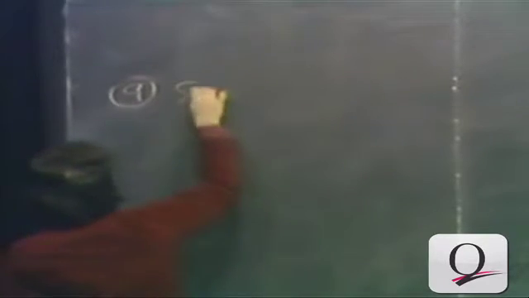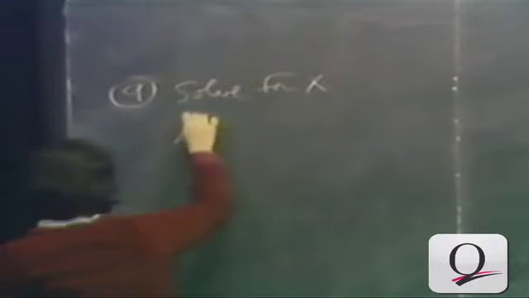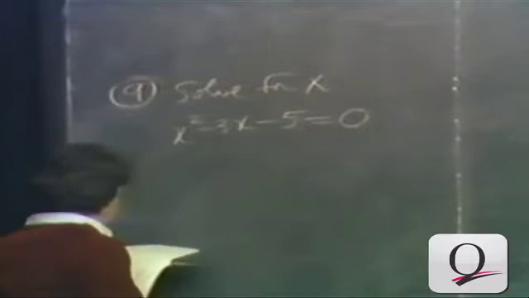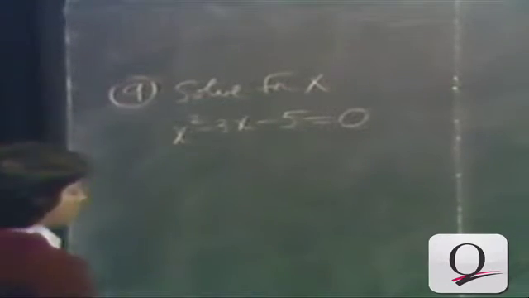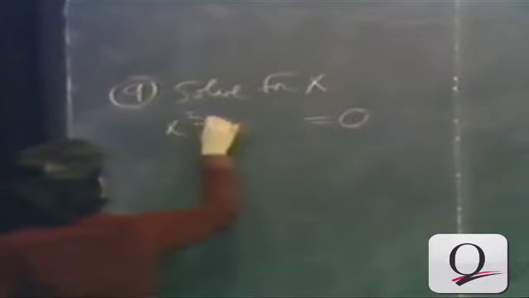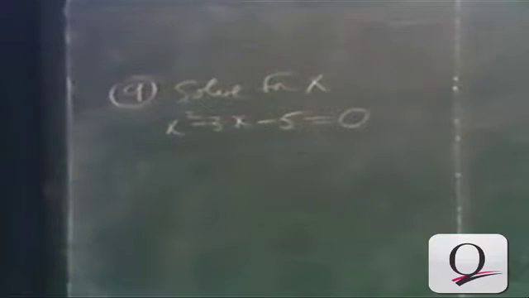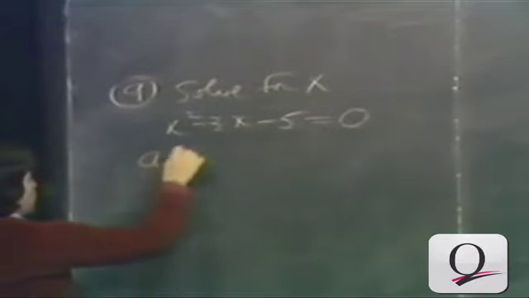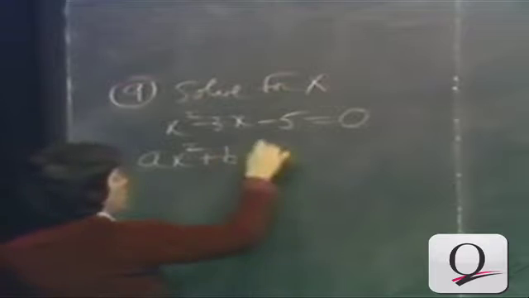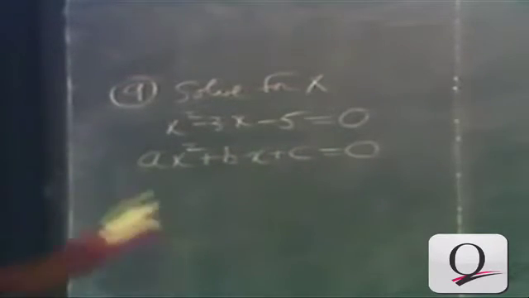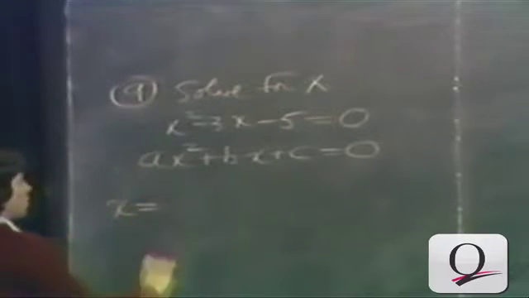We want to solve for x. The following equation, x squared minus 3x minus 5 equals 0. This particular problem we couldn't solve by factoring anyway. The quadratic formula says if you have a quadratic equation of the form ax squared plus bx plus c equals 0, the roots of this particular equation are given by the following formula.